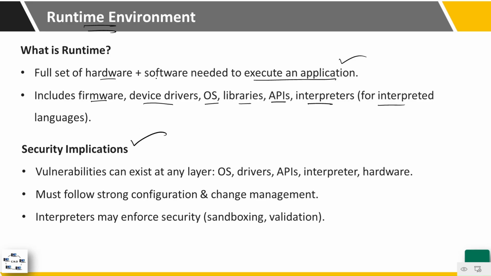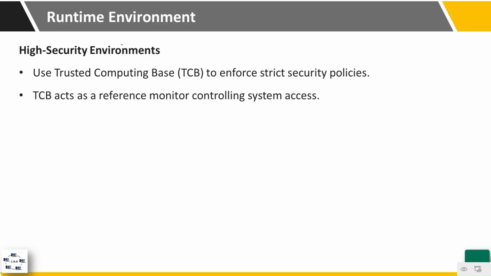So what are some security implications of runtime? Vulnerabilities can exist at any layer, that is at the OS layer, drivers, APIs, interpreter, and hardware layer. Therefore, we must follow strong configuration and change management. The interpreters may enforce security through sandboxing and validation. In high security environments, we need to use a trusted computing base, that is TCB, to enforce strict security policies. TCB acts as a reference monitor controlling system access.